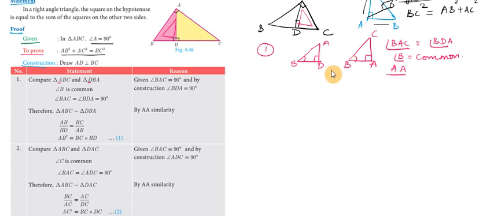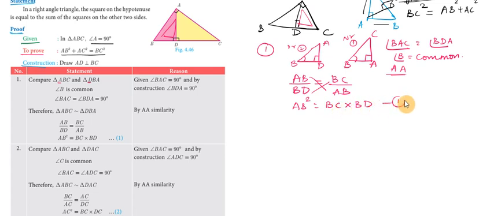So when I have AA similarity, I can write AB by BD. So this is the numerator I am taking, the denominator I am taking. So AB by BD is equal to BC by AB. So when I cross multiply, I will get AB square is equal to BC into BD. Let me take this as 1. Okay. Next one we are comparing this side அப்படின்னு சொன்னேன்.